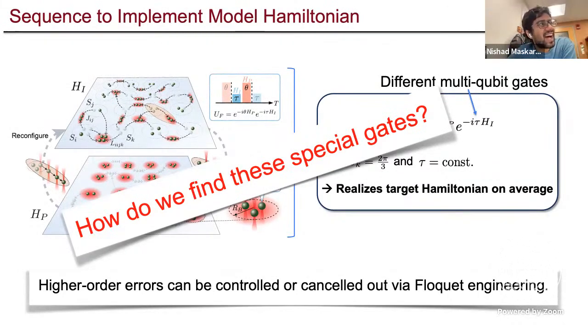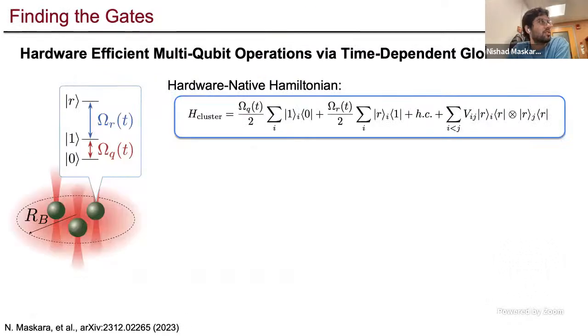So, how do we actually go about engineering these crazy interactions, right? We talked about an interaction that acts within 2 qubits or 4 qubits at a time. How do we find these interactions? In order to do this, we're going to essentially do some pulse engineering. So, we work with the Rydberg Hamiltonian because this is the one that we have in the lab and it's the one that we have the most experience with.